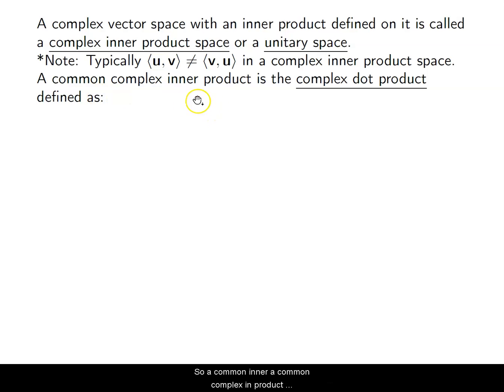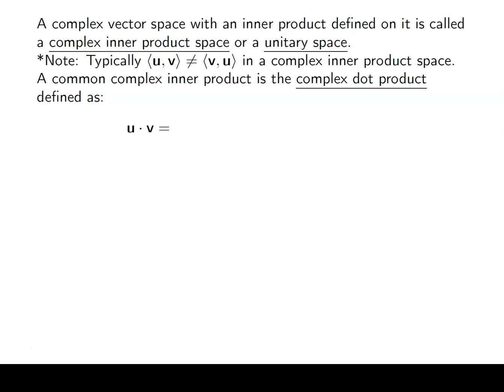So a common complex inner product is the complex dot product. Again, the common real inner product is the Euclidean inner product. In the complex space, there's a complex dot product that is commonly used, just like we use the dot product a lot. That's why we had an entire section dedicated to it before we extended it to the general inner product space. Just like the Euclidean dot product is important, the complex dot product is equally important for complex inner product spaces. The definition is very similar.